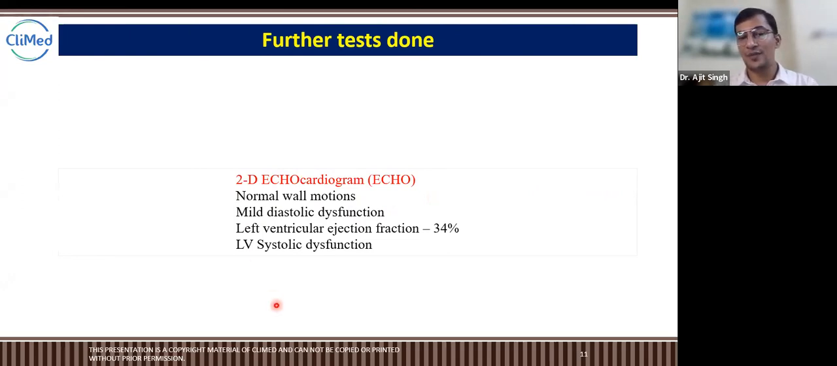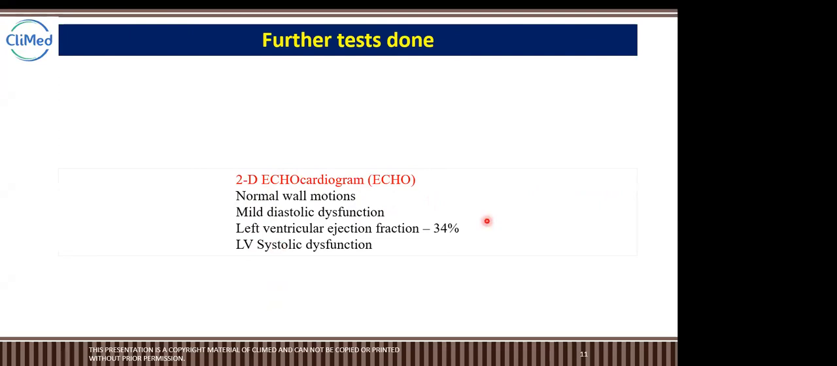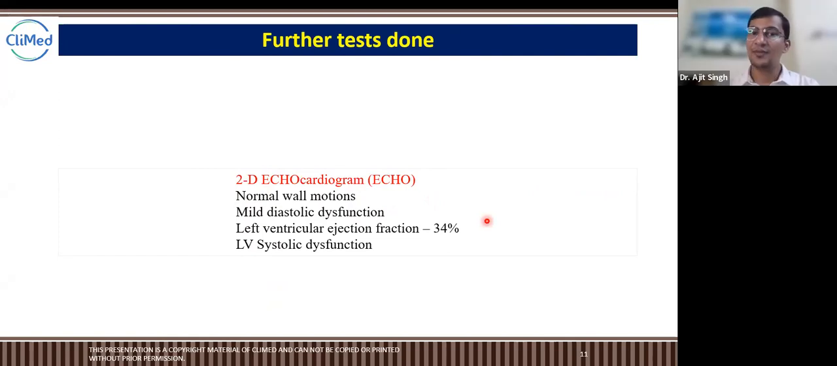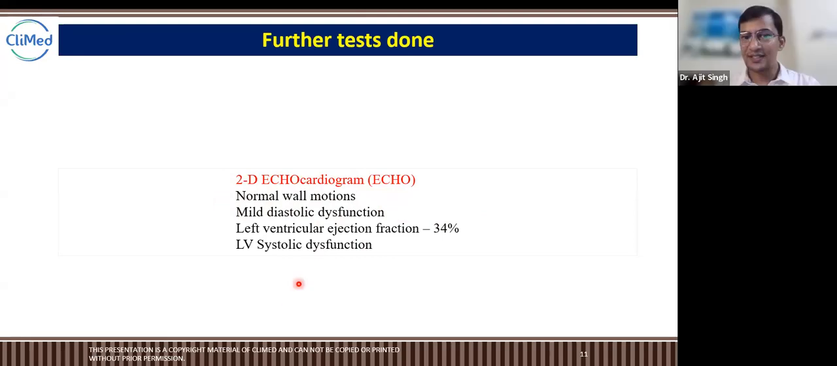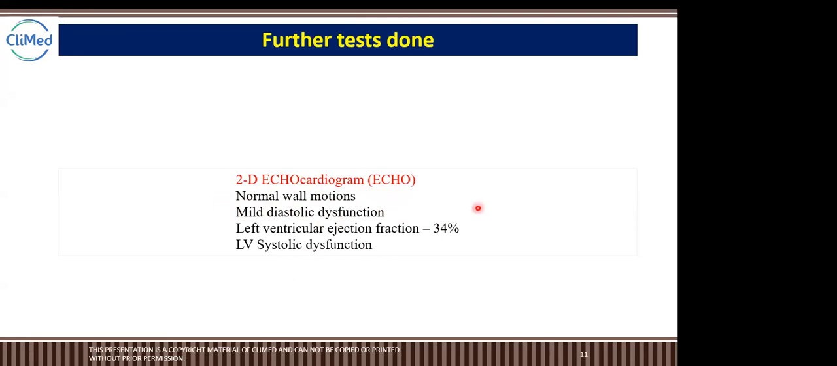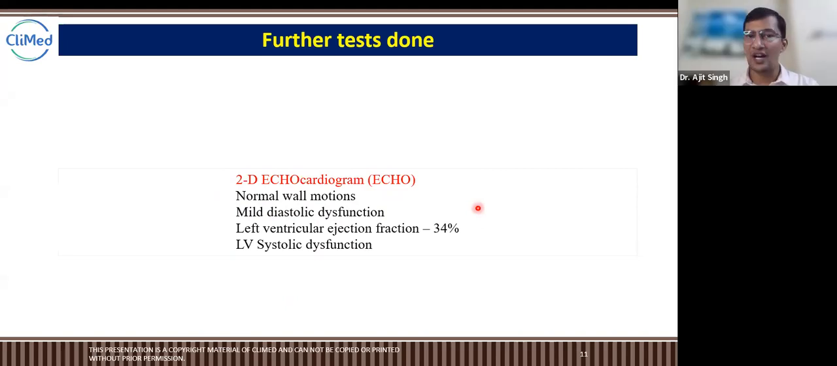Can anyone tell me what it means by normal wall motion at this point of time? I'm giving a clue. If it is normal wall motion in this patient, what does it mean? Contractions and relaxations. The heart has compensated for the heart failure. Myocardial wall is normal. That means ejection fraction is no new infarction. Okay, normal wall motions means there is no new infarctions.